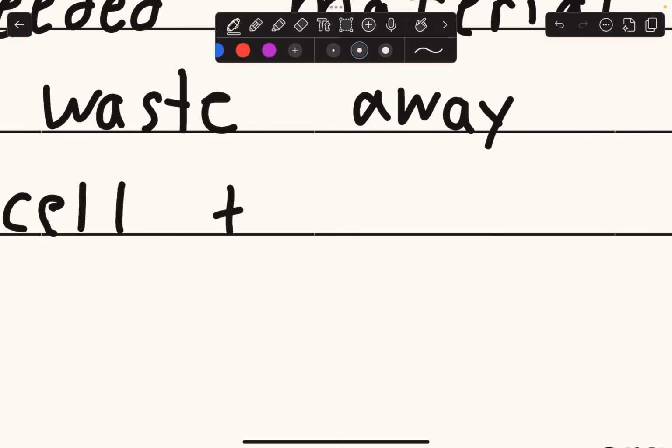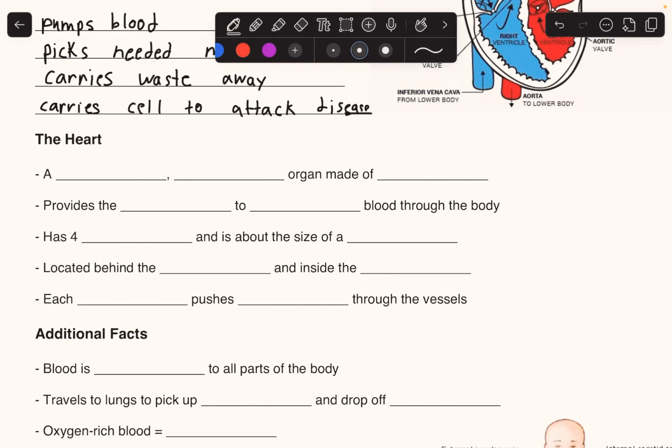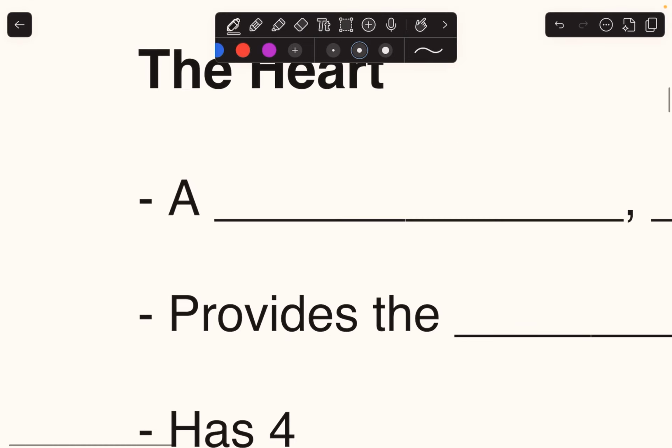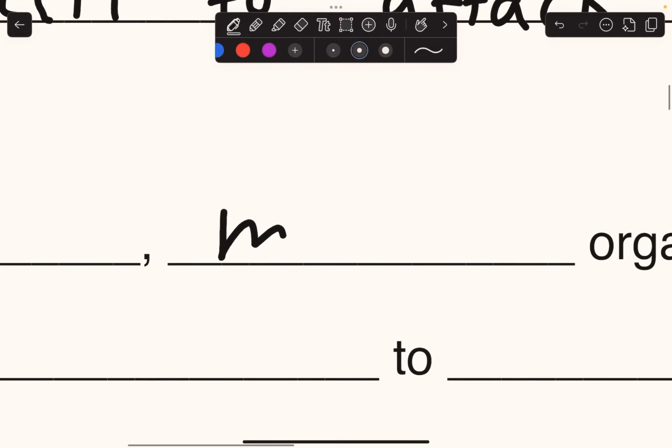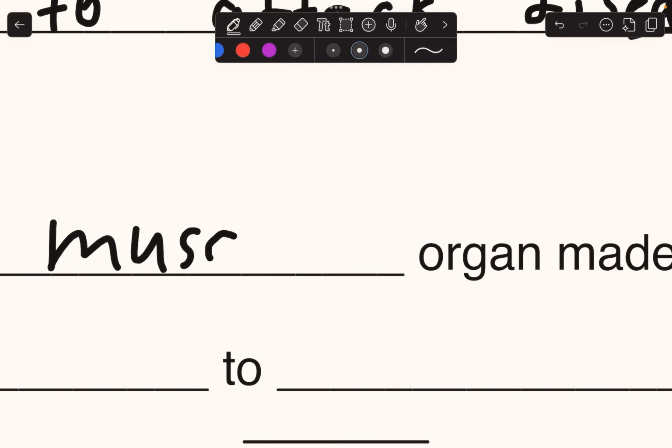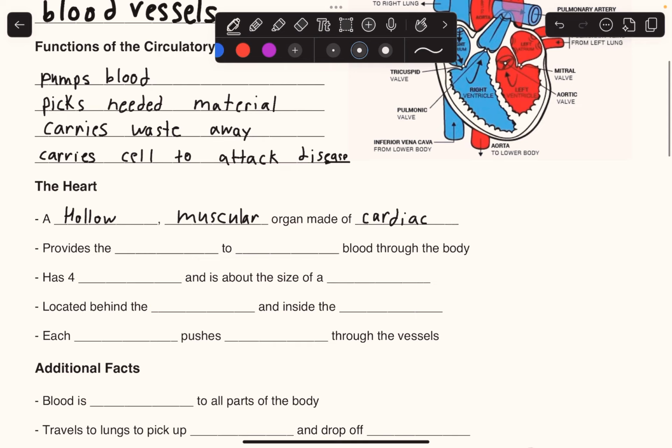Okay. Now, we'll talk about firstly the heart. The heart is a hollow and muscular organ made up of cardiac muscles.